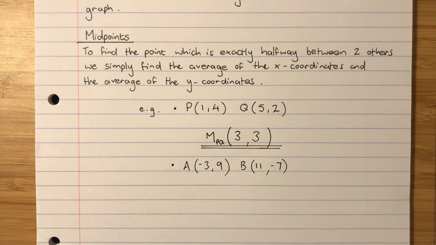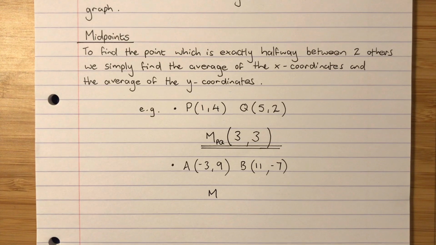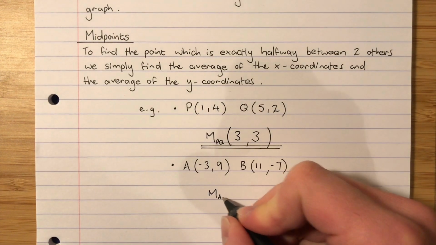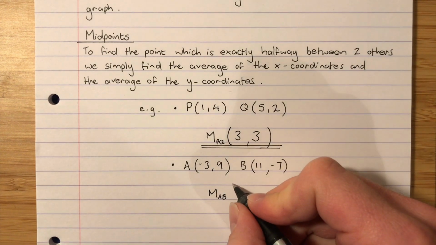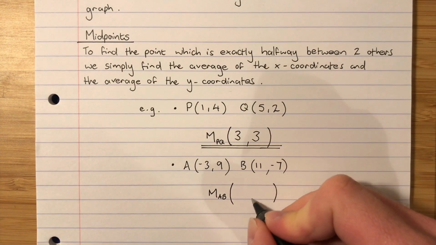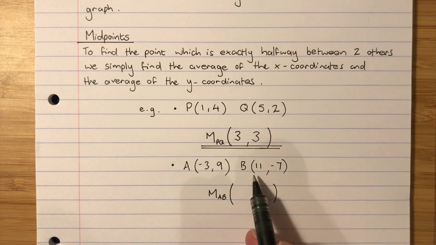Now think about what the notation is going to be. We're still going to use capital M for the midpoint, but this time it's the midpoint of A and B. So we're going halfway between A and B. Open our brackets straight away. First things first, average of the x coordinates. So negative 3 add 11.